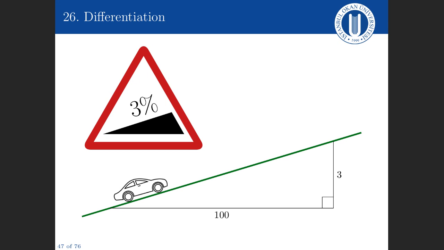In mathematics, we have a slightly different way of writing this. We say that the slope of this green line is 3 divided by 100. Instead of writing 3%, we write 3 divided by 100, or 0.03, or however you want to write this.